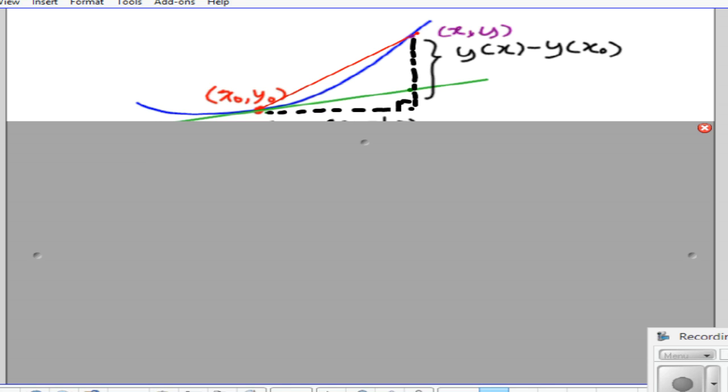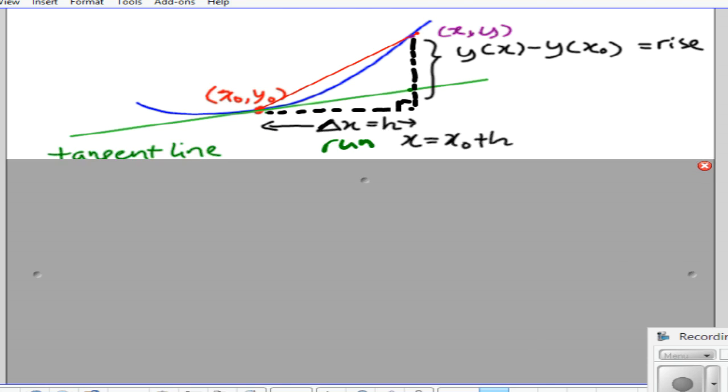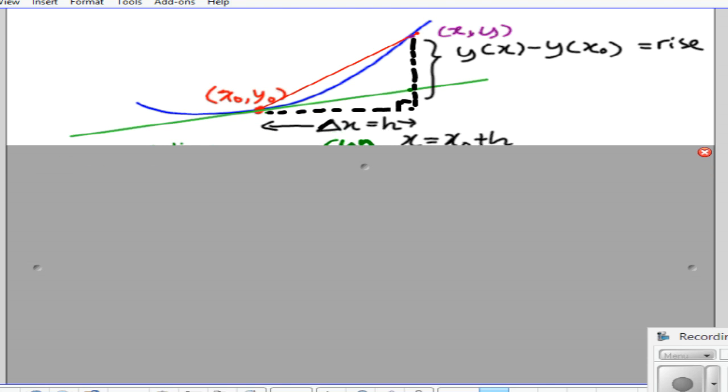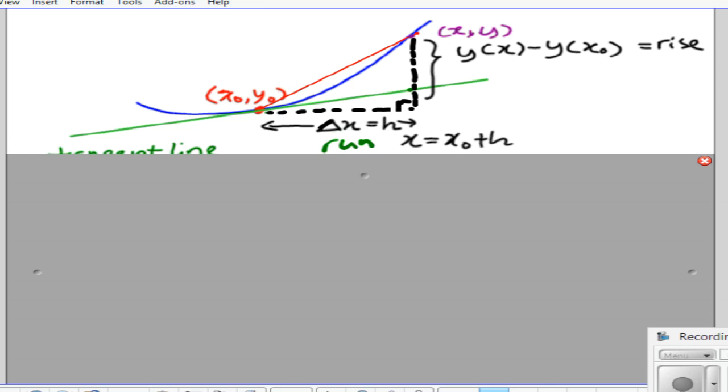This is my rise, that's the increase. If you let the run be delta x, and delta x can be replaced by another symbol, h, then x can be replaced as x0 plus h. Therefore, the upper line here will be written as y of x0 plus h minus y of x0.